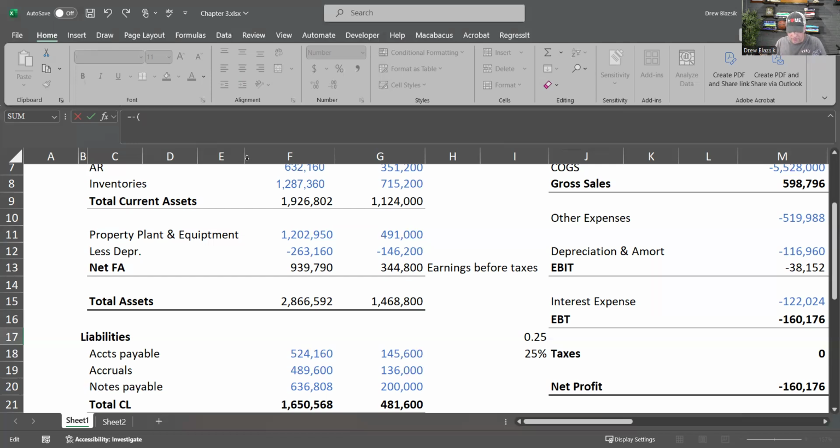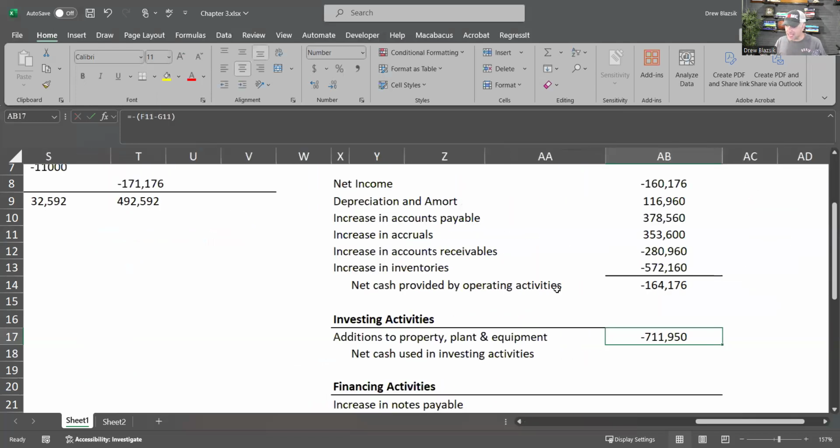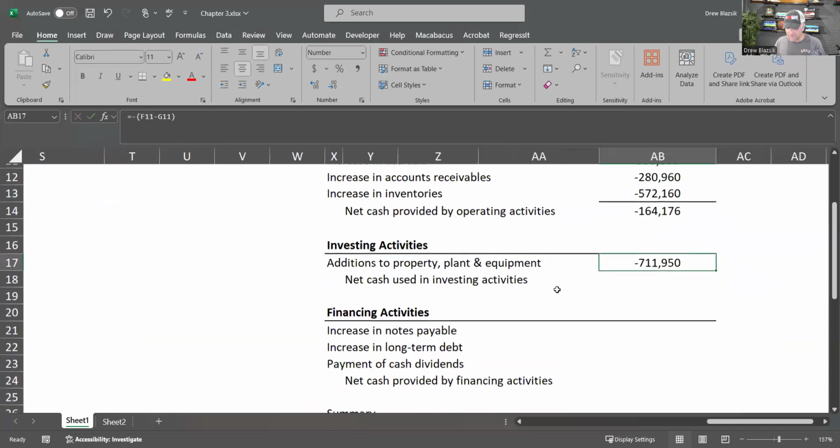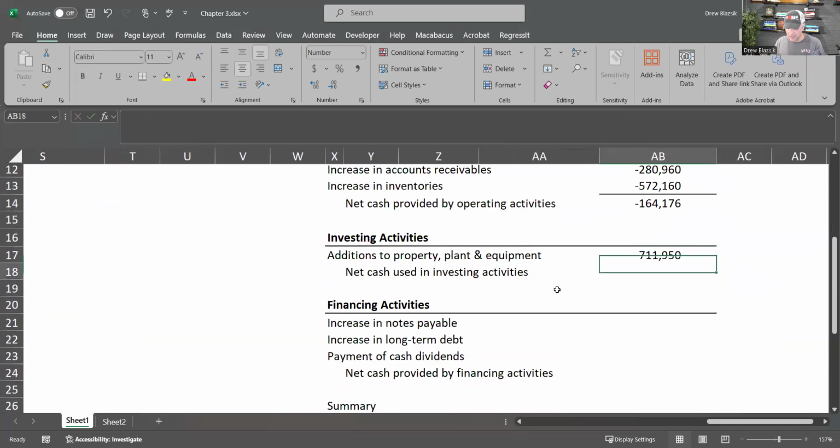So I have the negative. I'm going to bracket it. I'm going to hit the 2021 and subtract from 2020. I want to know how large it changed by: 711,950. So investing, we are down that. I'm going to hit all equals. That's the total of what we did. That's the only thing we had.